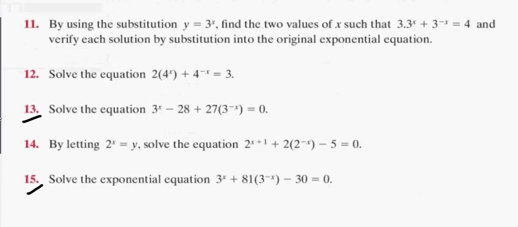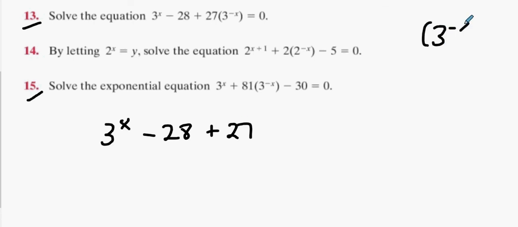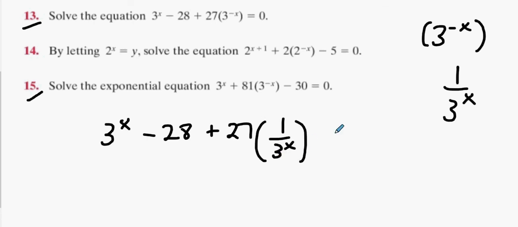So, solve the following equation. I'm going to do this one first. 3 to the power of x minus 28 plus 27 times 3 to the power of minus x. Can anybody tell me what to do with 3 to the power minus x? Thank you. 1 over 3 to the power of x. Now, that looks horrendous, doesn't it? Doesn't look nice. Pick a letter of your choosing.